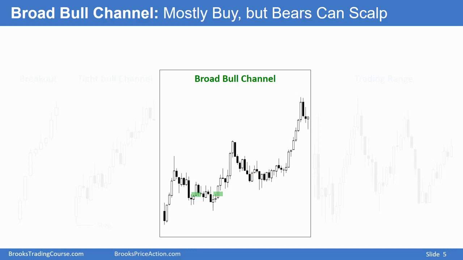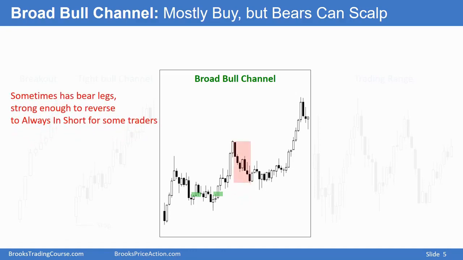When you see a chart that looks like that, while it's still easier to make money buying, the pullbacks are deep enough that some traders will sell as well. In general, if you're selling and the trend is still bullish, it's better only to be scalping.